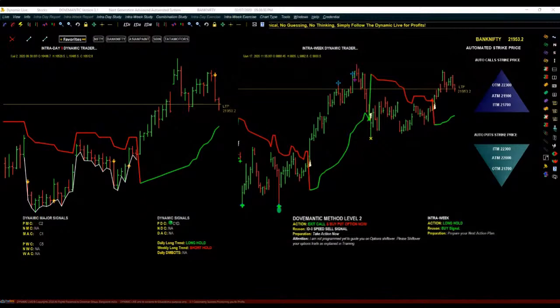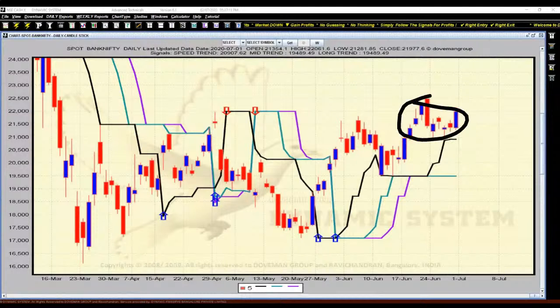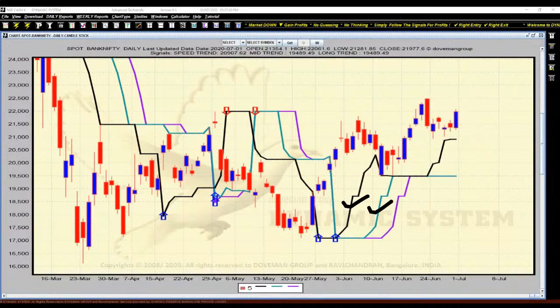Yes, so there's the dynamic system. In this dynamic system, you can see here these are the price movements. Along with the price movements, you can also see there are three lines. One is a black line, we call it the speed trend. The second one is a green line, we call it the mid trend. And the third one, the purple one, we call it the long trend. These are the three trends.